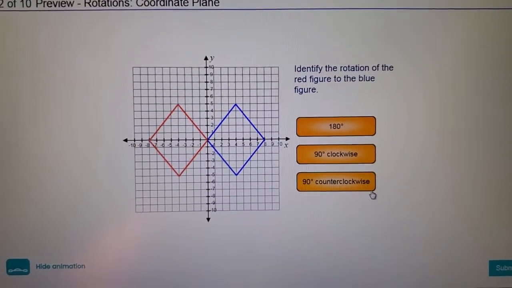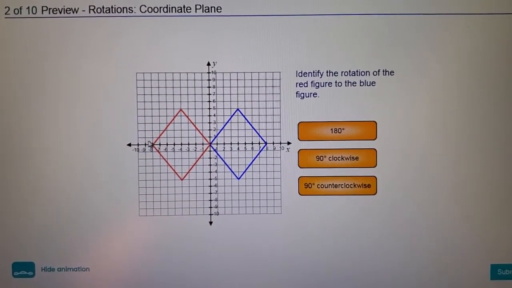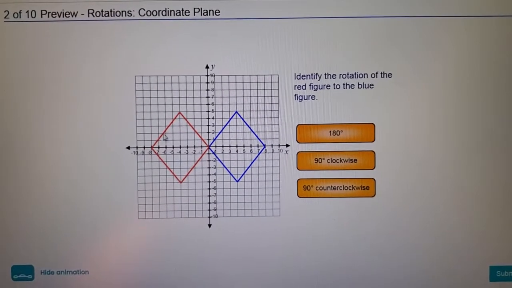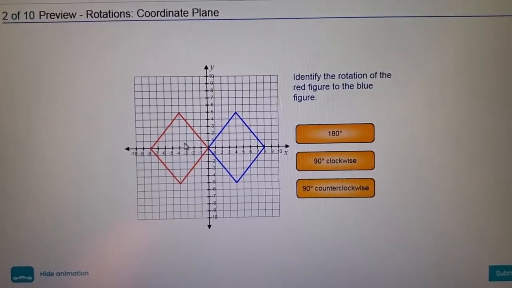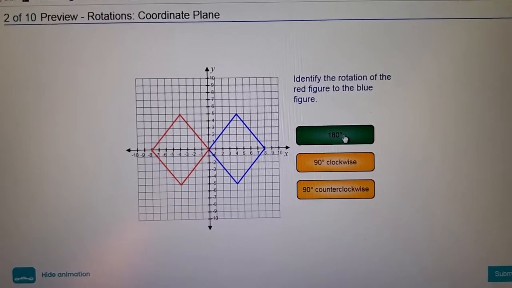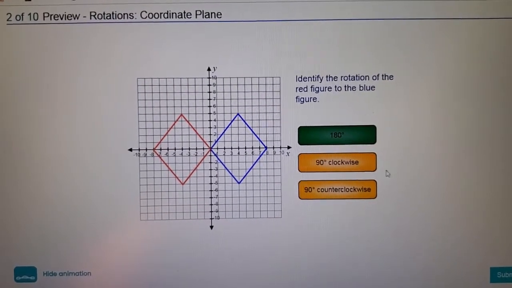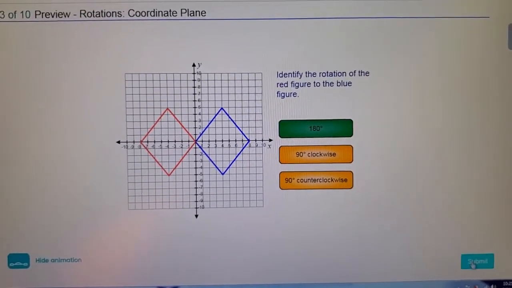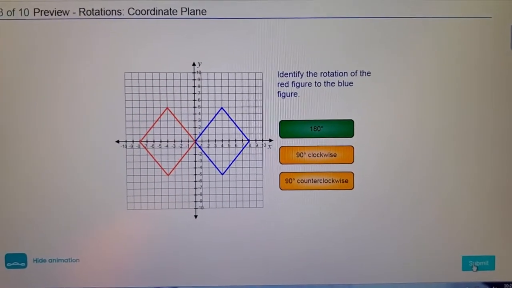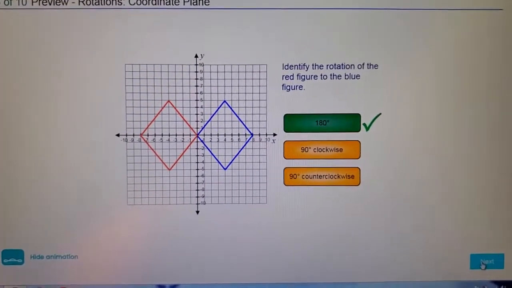This one is 180 degrees. Notice that it's flipped to the absolute opposite side. It's spun all the way around. This would also be a reflection, but it's a rotation because that's what I think they're saying. So it's 180. Why? Because it's completely to the opposite side of that center point.